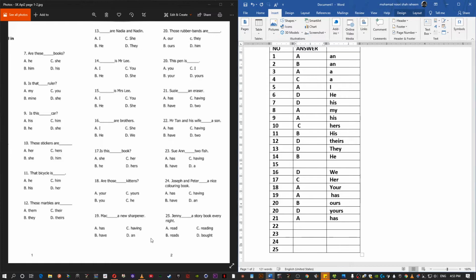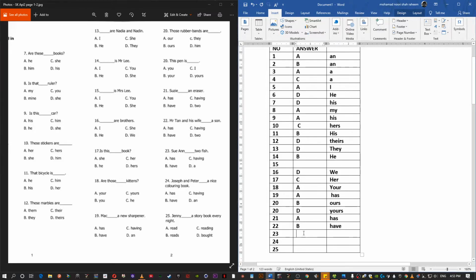If you look at the previous ones, they were all has, right? So there should be no problem. But here the problem is, Mr. Tan and his wife, that means two people. Okay, Mr. Tan and his wife have a son. Two people, right? So it must be have, plural. Where is it? B.